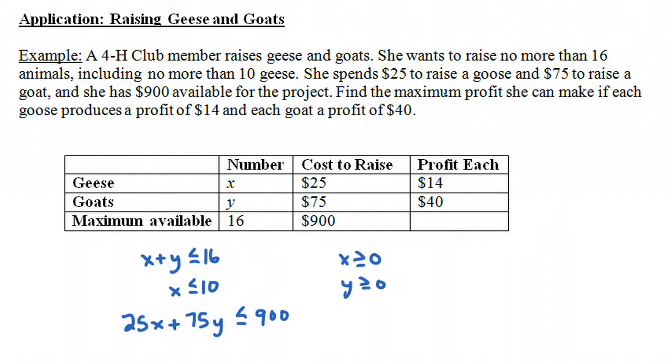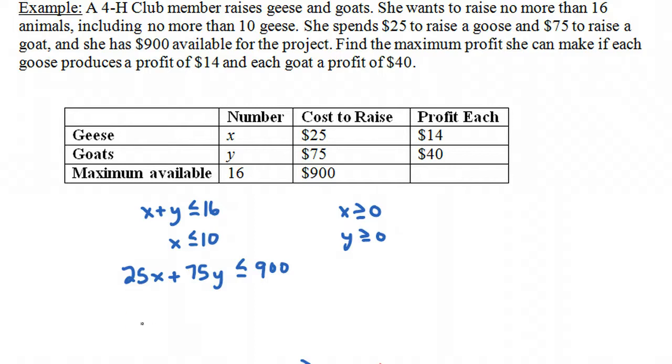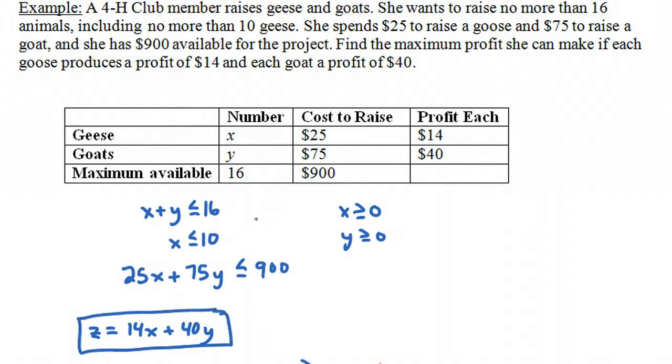Now what we want to do is maximize the profit function. The profit that she would make would be 14x plus 40y, and we usually call the profit function z. So we'll say z equals 14x plus 40y. That's the function that we're trying to maximize, subject to all these constraints up here. This is called the objective function. The objective function is the thing that we're trying to maximize. We want to maximize the profit subject to all these constraints.